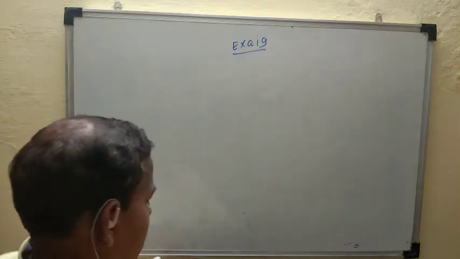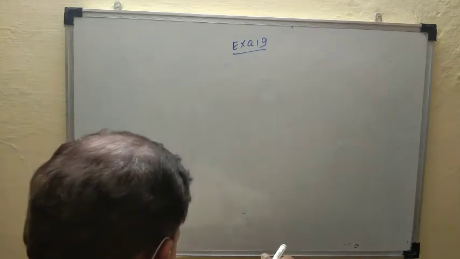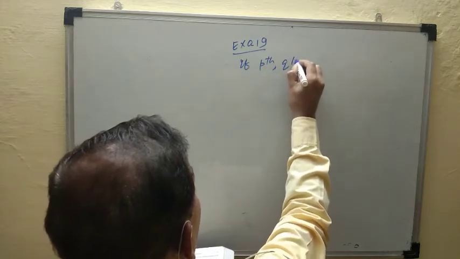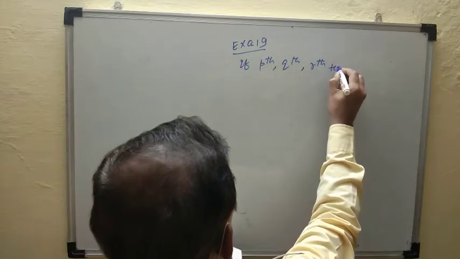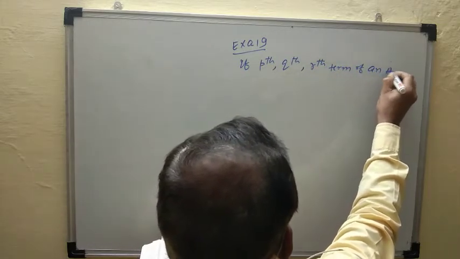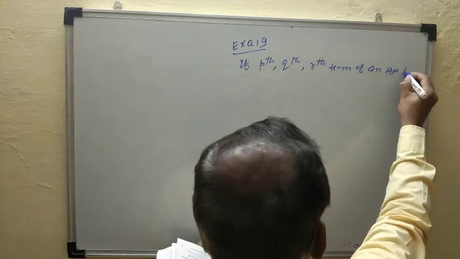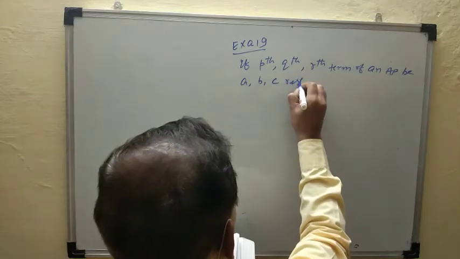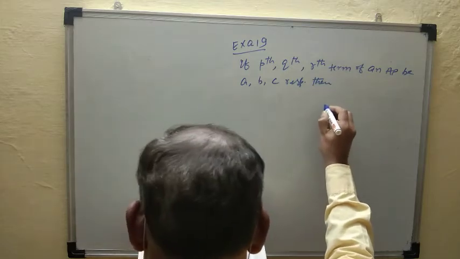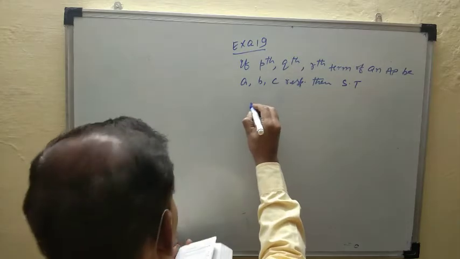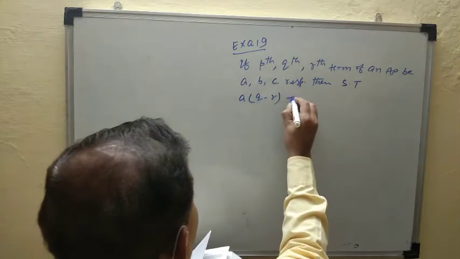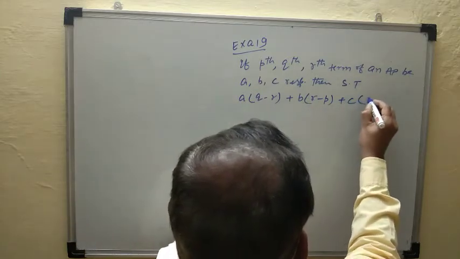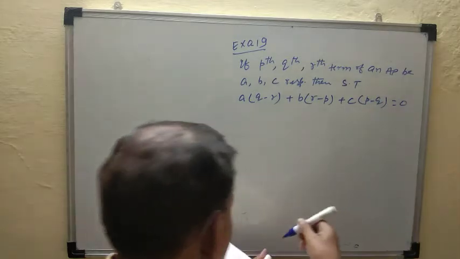Example number 19. So example 19 is, if the pth, qth and rth terms of an AP are a, b and c respectively, then show that a into (q minus r) plus b into (r minus p) plus c into (p minus q) is equal to 0.